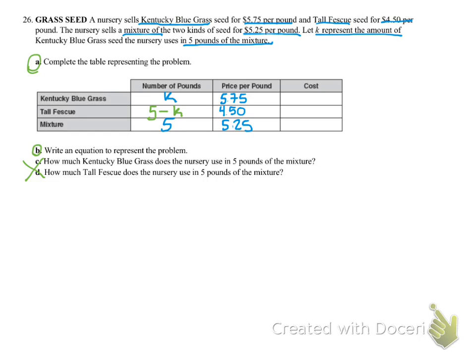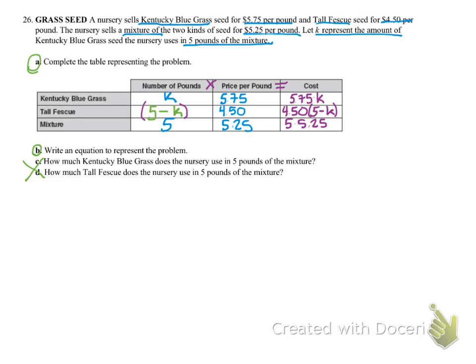Now the next thing we need to do is take the number of pounds and multiply it by the price per pound to find the cost. So the Kentucky bluegrass is $5.75 times K. The tall fescue is $4.50 times the quantity, 5 minus K. We'll have to distribute that. And the mixture is 5 pounds times $5.25.